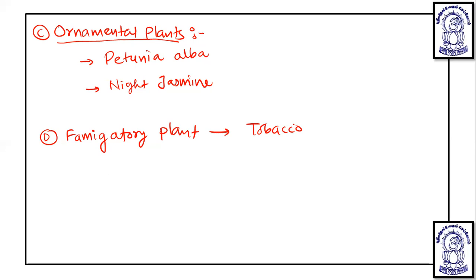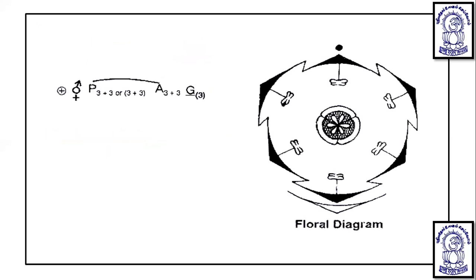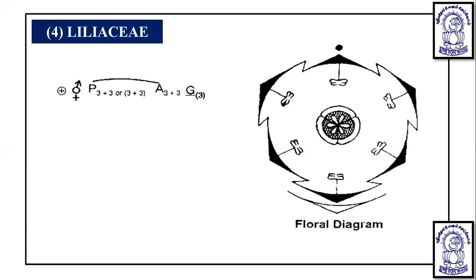Okay, so this is all the theory with respect to the Solanaceae family: the floral formula, floral diagram, floral characters, vegetative characters, and the economic importance with respect to certain examples of this particular family. So this is all about the Solanaceae family. Now, after this, we are going to discuss the Liliaceae family.